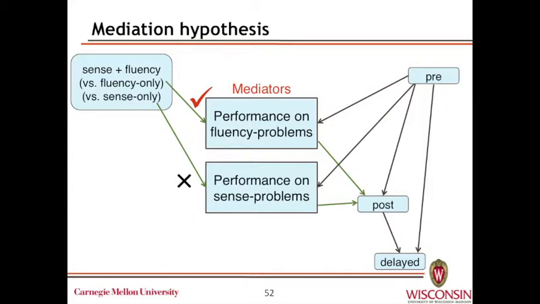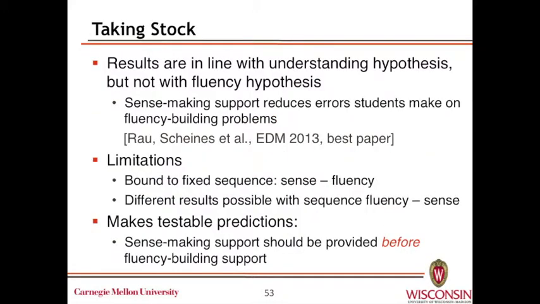And just stepping back a second and taking stock of what we've learned, the results are in line with the understanding hypothesis, not with the fluency-building hypothesis. Meaning that students make fewer errors on the fluency-building problems if they receive sense-making support in addition to fluency-building support.